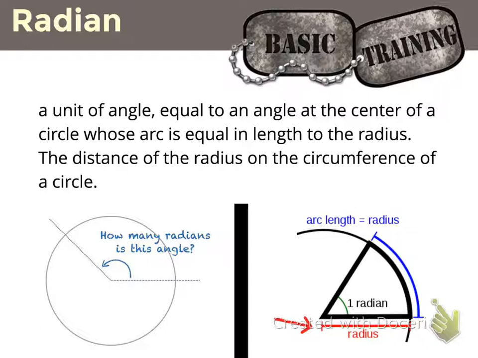So if that's not jiving, if you're not quite getting that, then think of it like the distance of the radius on the circumference of the circle. So you have a radius, it's right here, right? You measure that, and then you stretch it out across the arc of the circle like this. That same little red line, that's a radian. Thus, that's why we call it a radian, root from radius.